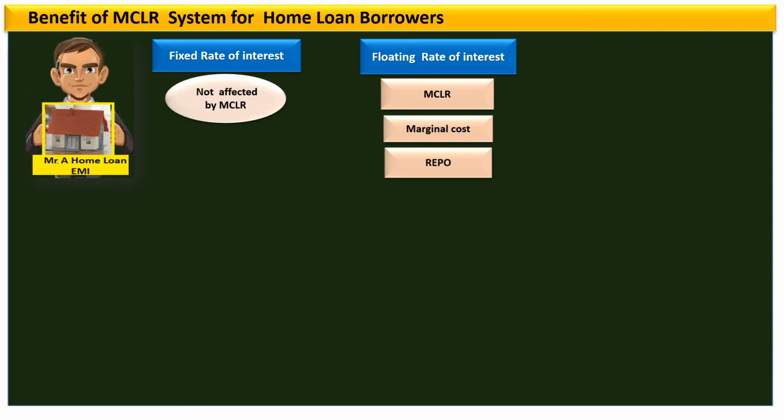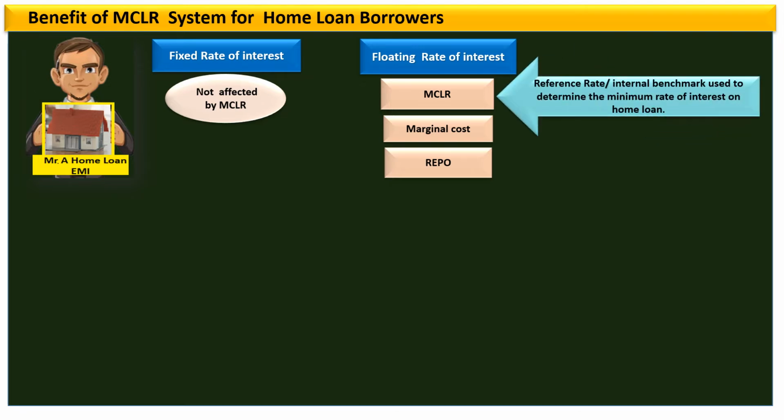So MCLR is a new mechanism based on marginal cost. It is directly or closely related to the repo rate and encourages banks to accept the latest repo rate change as promoted by RBI. Therefore MCLR is a reference rate or internal benchmark rate used to determine the minimum rate of interest on a home loan. If there is a change in the repo rate, it will have an impact on a home loan on a floating rate of interest. Now let's see, Mr. A opts for a floating rate loan.